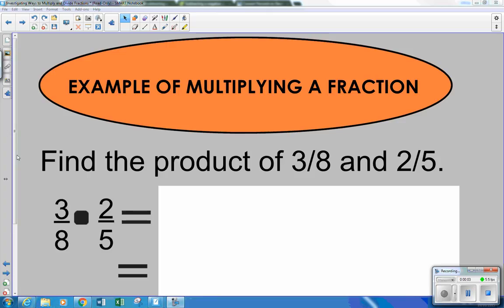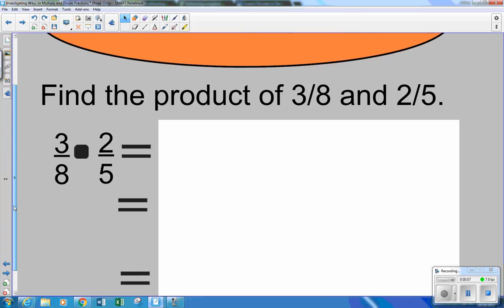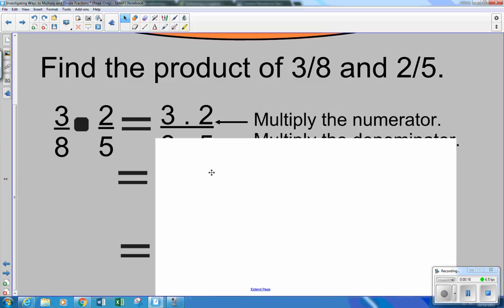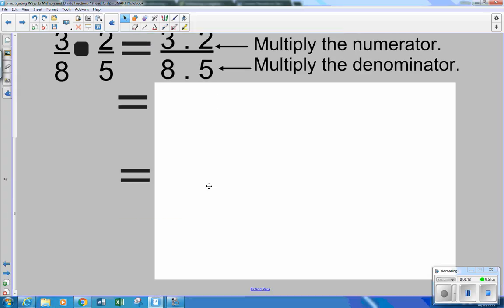Okay, let's look here at multiplying fractions. Let's find the product of 3 over 8 and 2 over 5. This is probably the way you'll see it, 3 over 8 times 2 over 5. What they initially want us to do is multiply straight across. So we multiply the numerators and multiply the denominators.